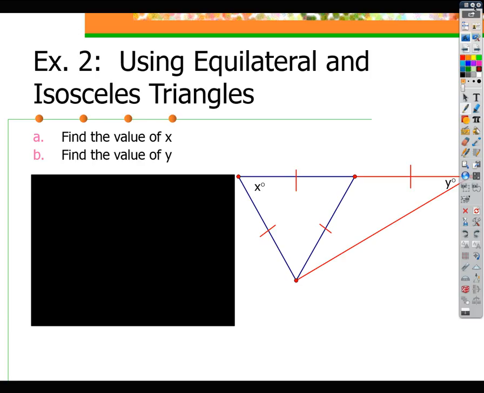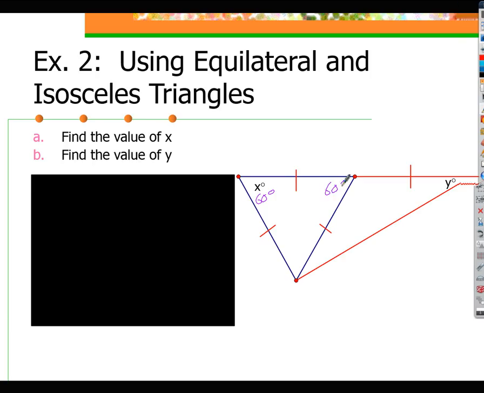So another way of saying that is because the blue triangle is equilateral, it's also equiangular, right? And so if all the angles are equal, we can do the algebra pretty easily. 3x equals 180, so x equals 60. Good. Let's add all those in. Okay. Thank you. Good.